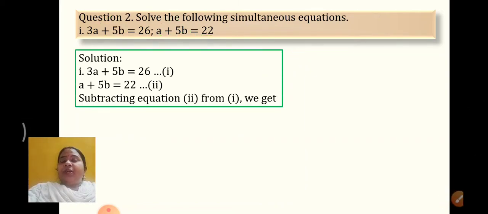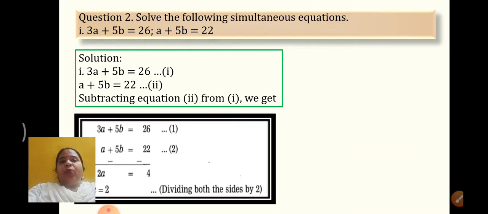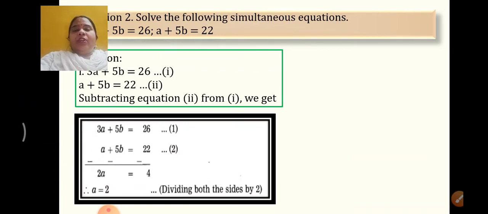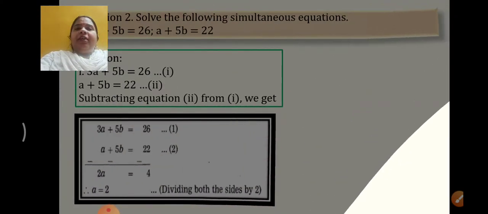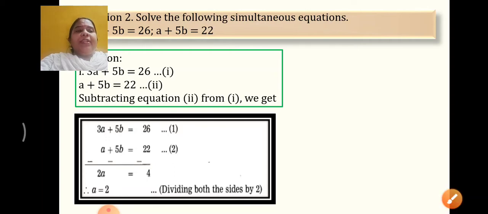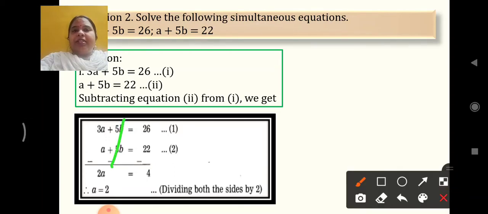Subtracting, we will first number it as equation number 1 and 2 and then subtract 2 from 1. When we are subtracting, I hope you know that we need to change the sign. So by changing the sign we get plus 5b and minus 5b, that can be cancelled. Yes, 3a minus a will become 2a, and 26 minus 22 is 4. So automatically one of the variables we are getting here is a is equal to 2.